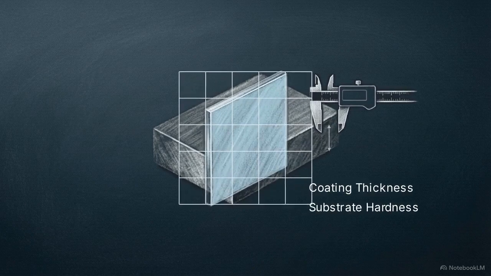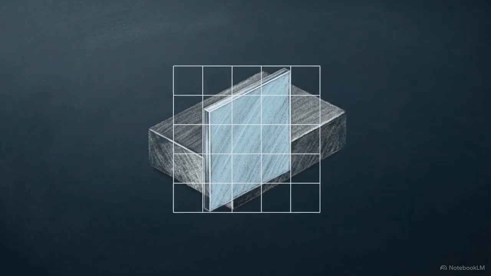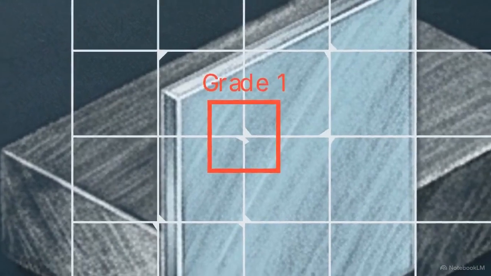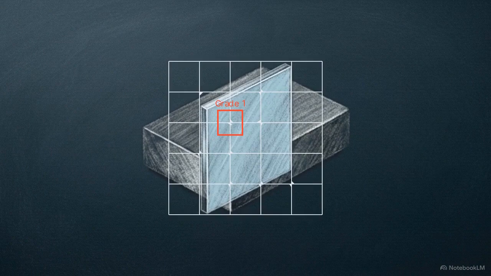The spacing of this grid is not a choice. It is dictated by the specific thickness of the coating and the relative hardness of the substrate beneath it. Evaluation is based on a classification scale from 0 to 1. Engineers measure the percentage of flaking that occurs at the intersections of the grid to determine the final adhesion grade.